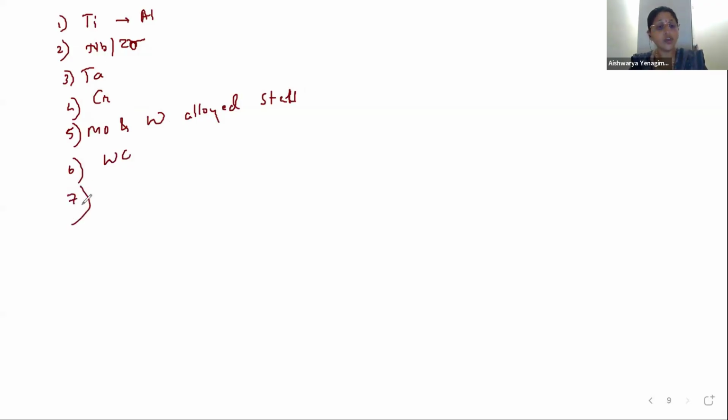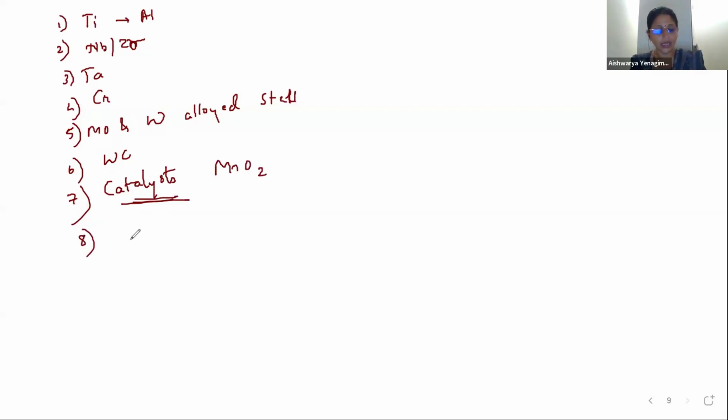Then most of the transition metals and their compounds are used as catalysts. For example, manganese dioxide, MnO2, is used as a catalyst. Rhenium is used too. All platinum metals, all transition metals have catalytic property. We'll discuss this in detail also.